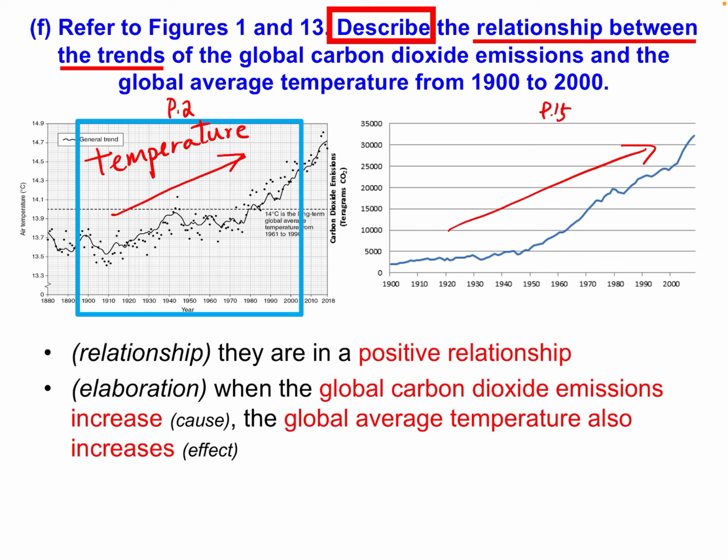Which one is the cause? Which one is the result? The right hand side should be the cause, CO2, and the result, or the effect, should be temperature. When the global carbon dioxide emissions increase, the global average temperature also increases. So CO2 is causing the temperature increase. They are positively related. When CO2 increases, the temperature also increases, following the increasing trend of CO2.